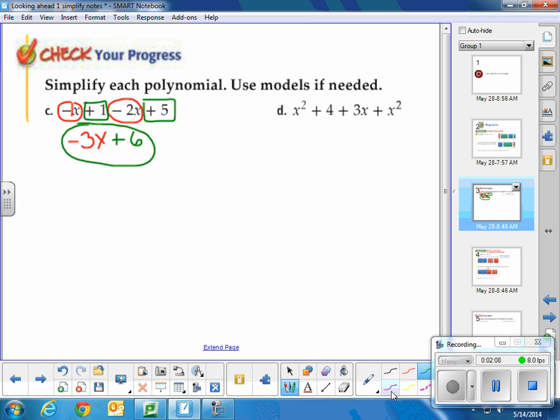Let's move on to the next example. We're going to look for things that are the same. What I mean by the same is that the variable part is exactly the same. For example, this x squared is going to go with the other x squared. Again, don't forget to include that sign in front of it. And since there's no coefficient on that x, we're going to put a 1 there. Now when we put those together, 1x squared plus 1x squared is 2x squared.